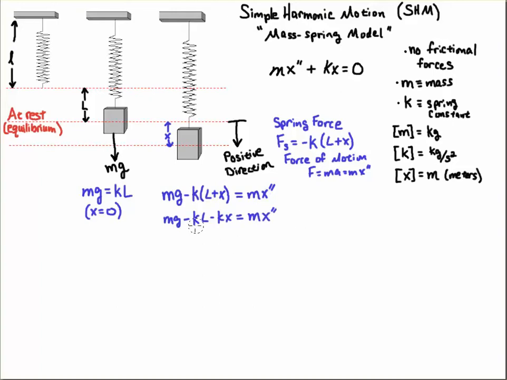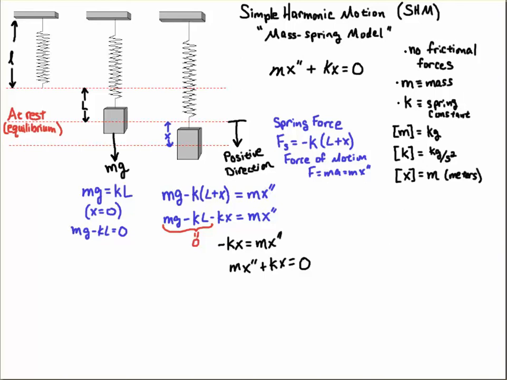Now I'll do some algebra. I'm going to distribute the k into the quantity L plus x, and the distributive property gives me minus kL minus kx. Given the at rest position, I have mg equals kL. When I subtract kL from both sides, mg minus kL is equal to 0, so this term is 0. That leaves us with minus kx equal to mx double prime, and that is the equation of motion: mx double prime plus kx equals 0.